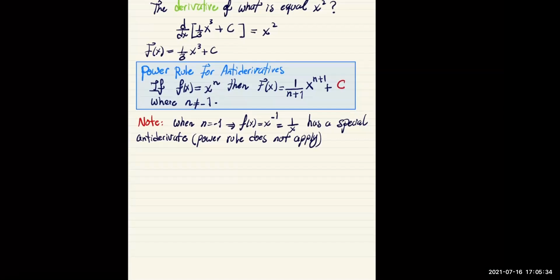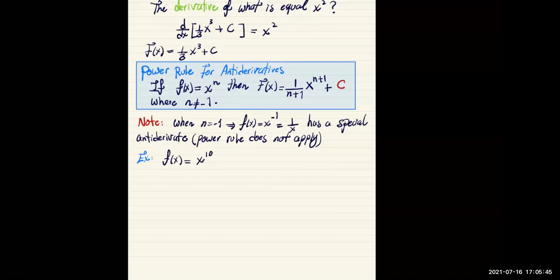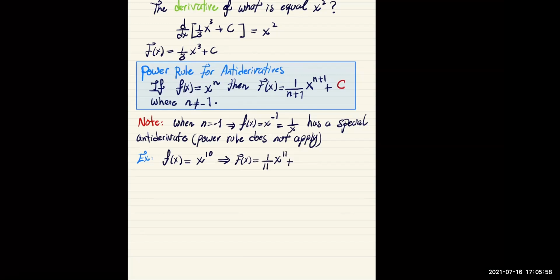Okay, so examples. Let's say we are finding antiderivatives. So let's say little f here is x to the power of 10, capital F, add 1 to that power, and you get x to the 11, divide by the new power, 1 over 11, or put 1 over 11 in front. So 1 over 11, x to the 11 plus some constant is an antiderivative of x to the 10.